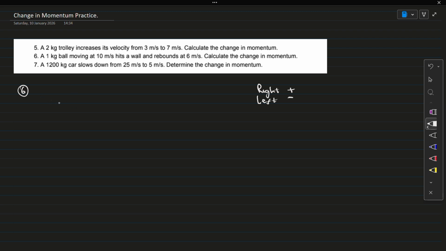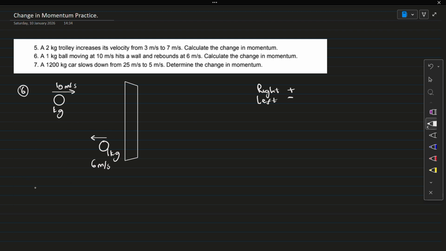Then, this is our ball. It's going to the right. We're going to assume it's going to the right with 10 meters per second. It weighs 1 kg. Then it hits a wall. Let's say this is our wall. It hits the wall, then it goes in the opposite direction because it rebounds with 6 meters per second. But the ball still weighs 1 kilogram. So, they say calculate the change in momentum.